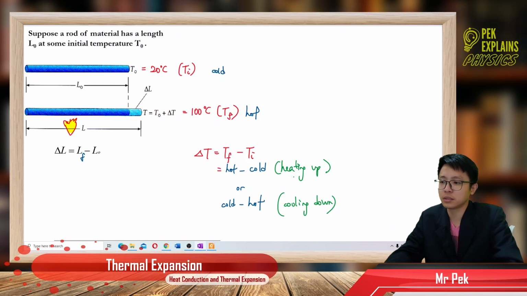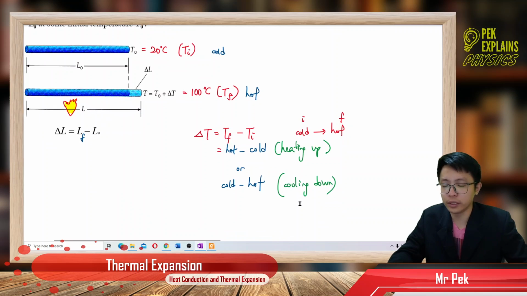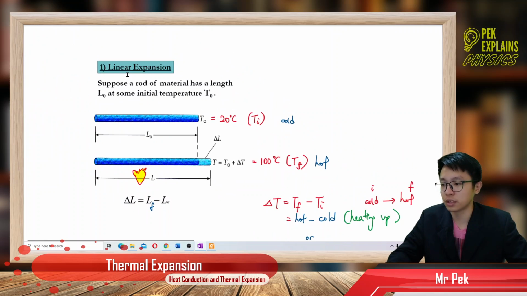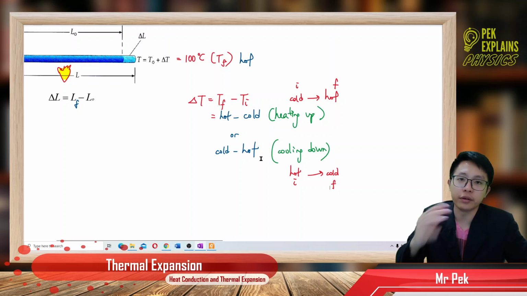Heating up the rod means it goes from cold to hot. So initial is cold, final is hot, and final minus initial is hot minus cold. Cooling down the rod means it goes from hot to cold. So the initial is hot, final is cold, and final minus initial is cold minus hot. So thermal expansion can have two possibilities, hot minus cold or cold minus hot, depending on the question.